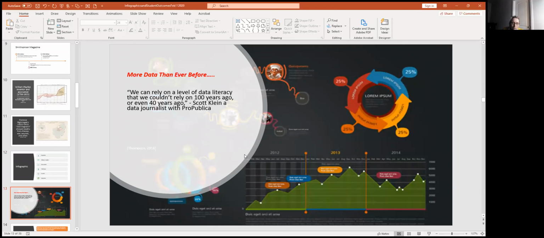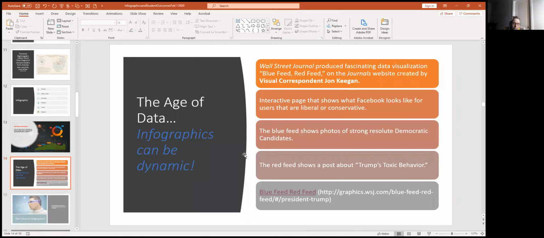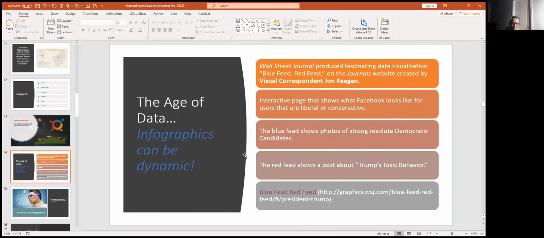We have more data than ever before. One of my favorite quotes: we can rely on a level of data literacy that we couldn't rely on 100 years ago or even 40 years ago. And we know this to be true. We know there is more information out there for us to give our students now than ever before. How will we give them key pieces of information such that they can use it in their jobs, such that they retain it, such that it enriches their career? So, the age of data. The age of data is increasing the need and interest in infographics.